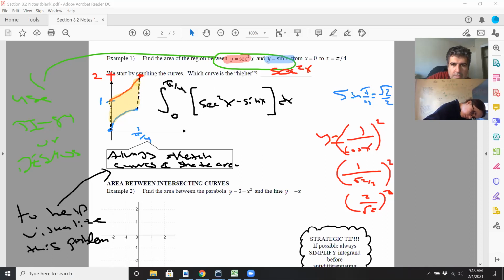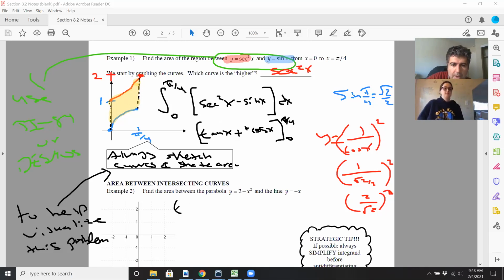dx. Now you should know these antiderivatives. The antiderivative of secant squared is tan x. The antiderivative of sine is negative cosine, so it's minus negative cosine x. And you're plugging in 0 and pi over 4. And usually we use this bracket notation to show that you've done the antiderivative, now you're ready to plug stuff in. And that becomes a positive.